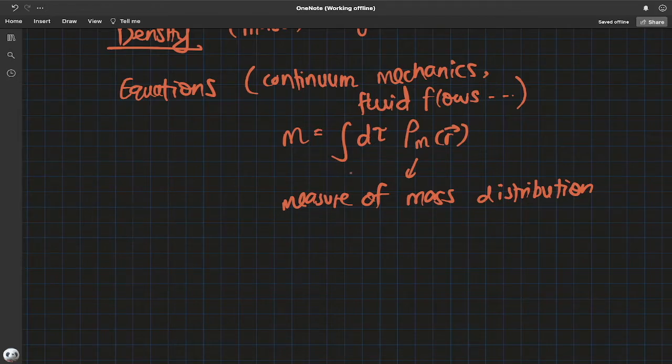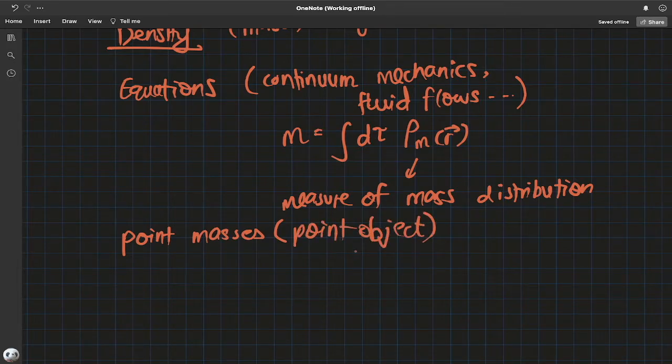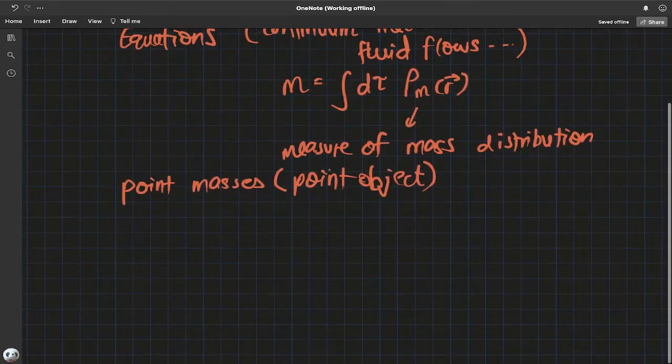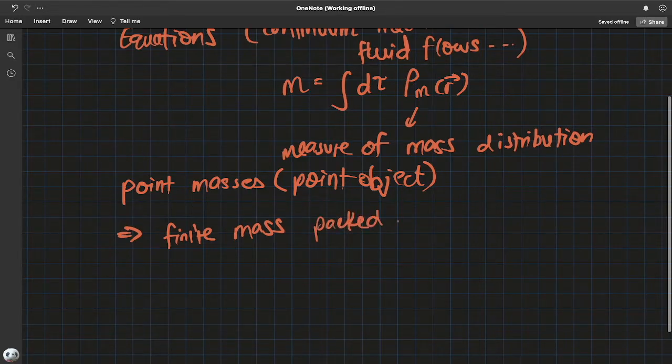I mean, you can do this for a large continuous body. You can also do it for point masses, point objects. What I mean by a point object, just let me clarify this, is some finite mass sort of packed in one point exactly.